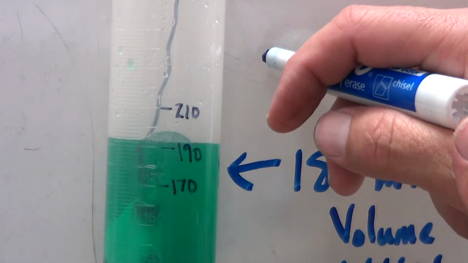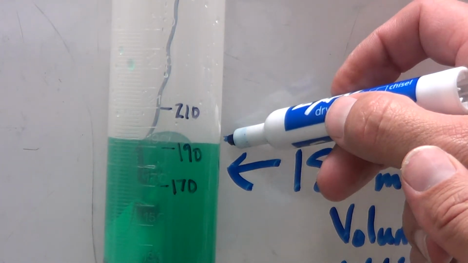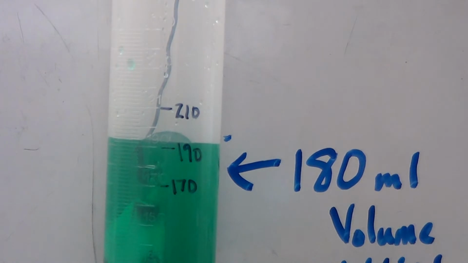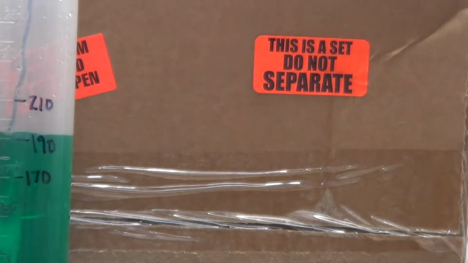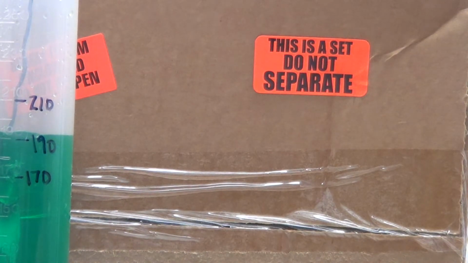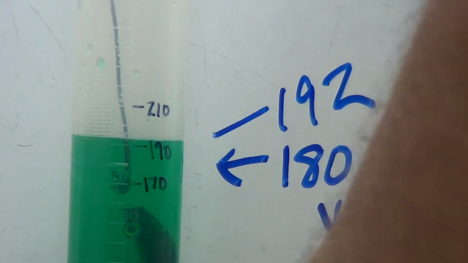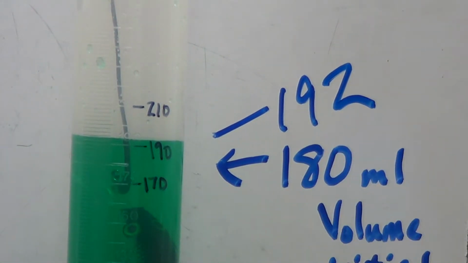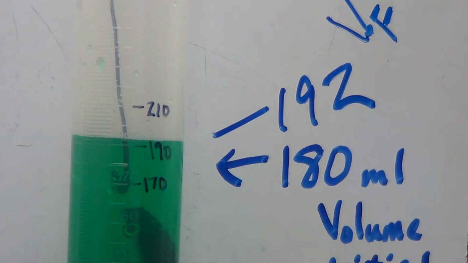So what we want to do is mark where our reading is at, and put a small mark there. I'm going to move this out of the way so you can see a little bit better. So our new reading says 192 milliliters. Well, how do we figure out the volume of that lure? This particular number now, this is our volume final, which is VF, volume final.